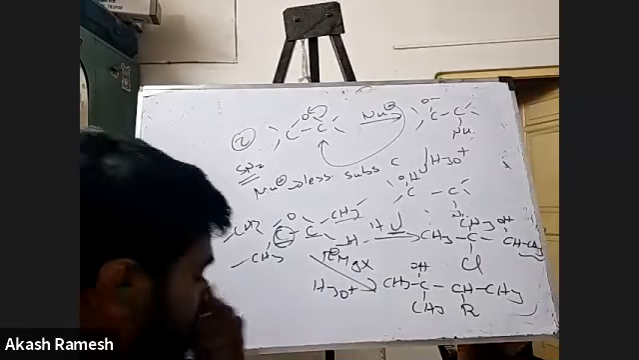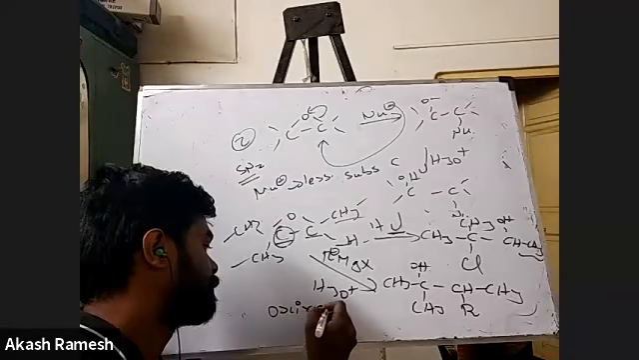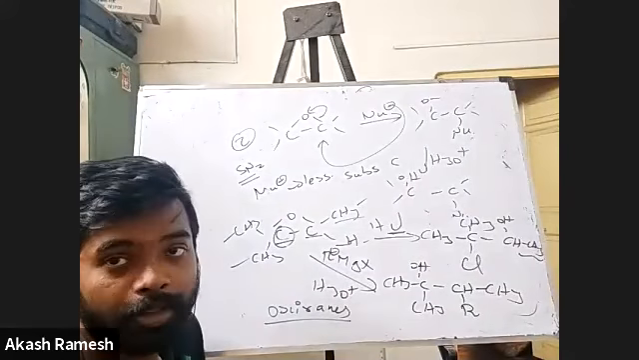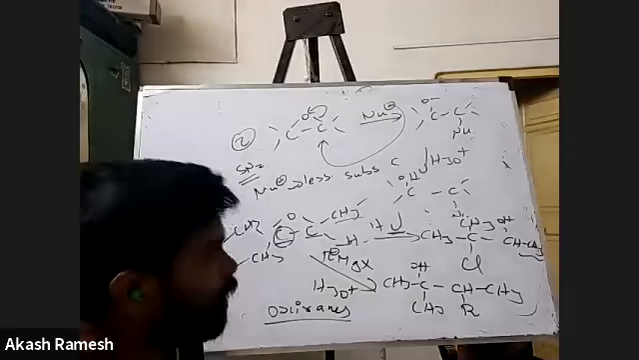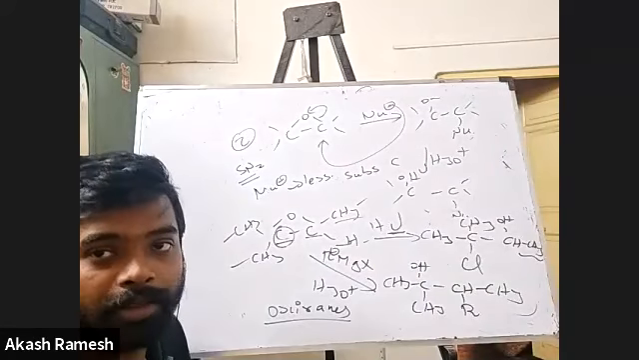And one more thing, please understand. These epoxides are also called oxiranes. There is another name, right? Epoxides are also called oxiranes. Okay, so that's about your ethers and epoxides.